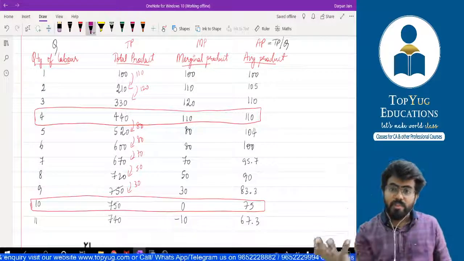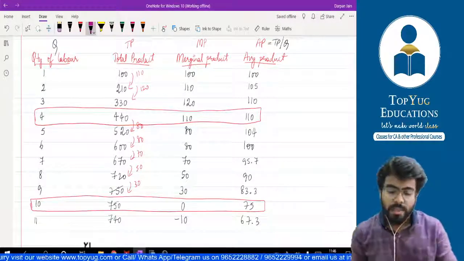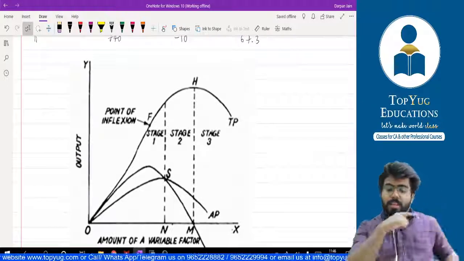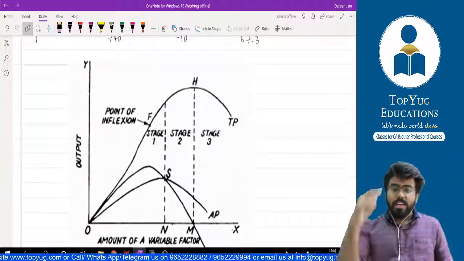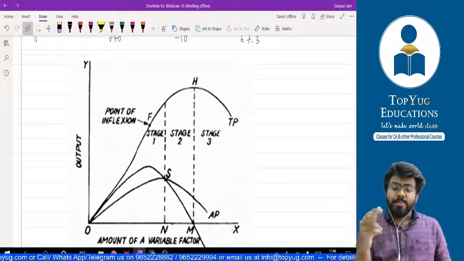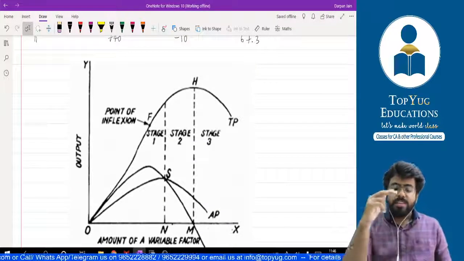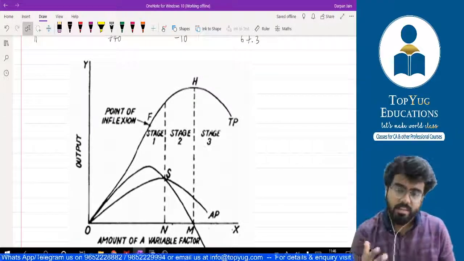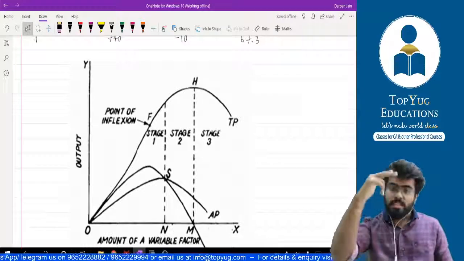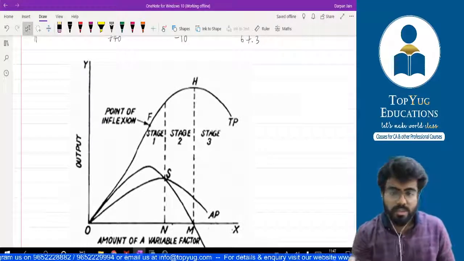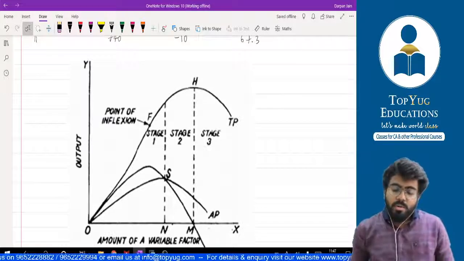It's going from 750 to 740, it's also decreasing. So let's see the curve. What is happening? That same thing is happening. It's increasing first at an increasing rate till F, right? But after F, what is happening? After F, it is increasing but at a decreasing rate. And then it is still increasing at a decreasing rate, but after H it started to decrease, right?